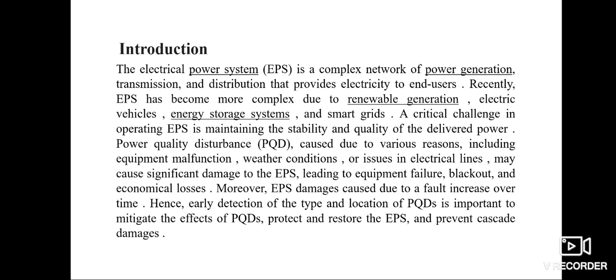Power quality disturbance (PQD) caused by various reasons including equipment malfunction, weather conditions or issues in electrical lines may cause significant damage to EPS, leading to equipment failure, blackout and economic losses. Moreover, EPS damage caused by a fault increases over time. Hence, early detection of the type and location of PQDs is important to mitigate the effects of PQDs, protect and restore the EPS and prevent cascade damages.